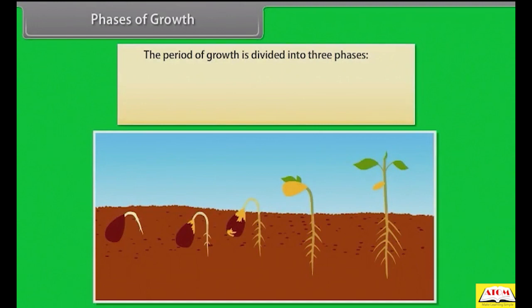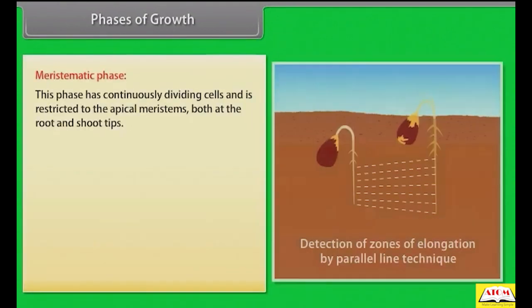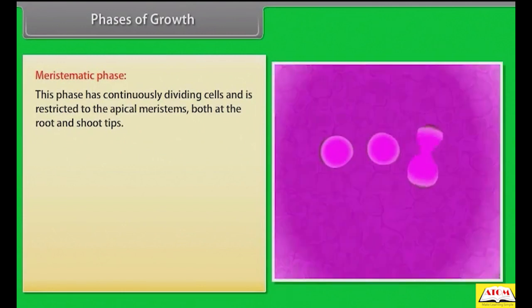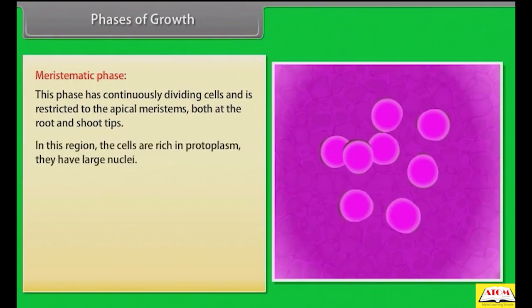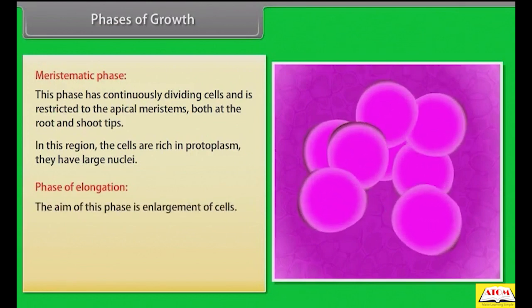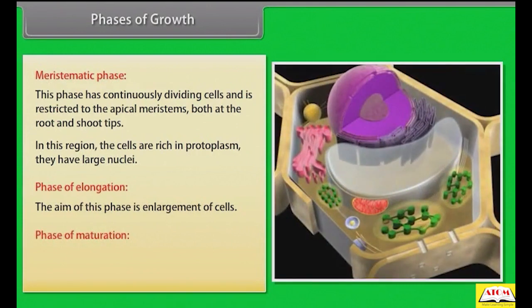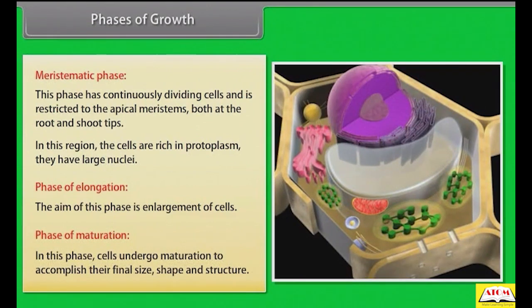Phases of growth. The period of growth is divided into 3 phases: meristematic, elongation, and maturation. Meristematic phase. This phase has continuously dividing cells and is restricted to the apical meristems, both at the root and shoot tips. In this region, the cells are rich in protoplasm. They have large nuclei. Phase of elongation. The aim of this phase is enlargement of cells. Phase of maturation. In this phase, cells undergo maturation to accomplish their final size, shape, and structure.